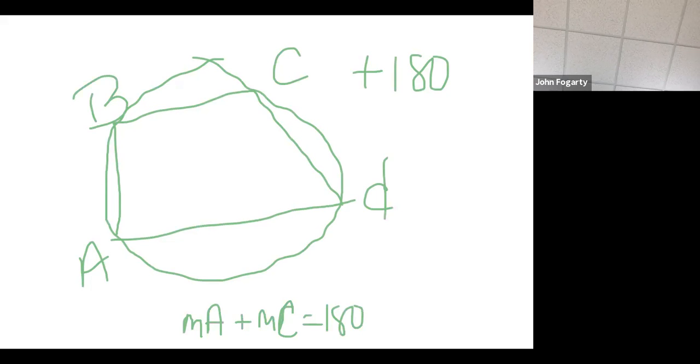And then what else do I know? The measure of angle B plus the measure of angle D equals 180, right? Anybody have any problem with that? You understand what opposite means? You understand what supplementary means? Now, you just have to be able to use it, ready? So how are we going to use it? All right, so let's take an example.